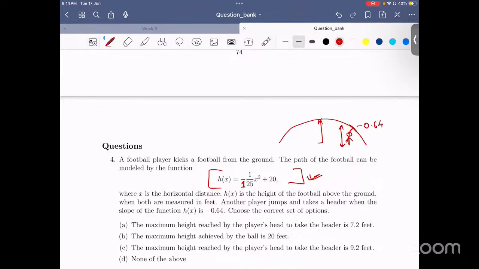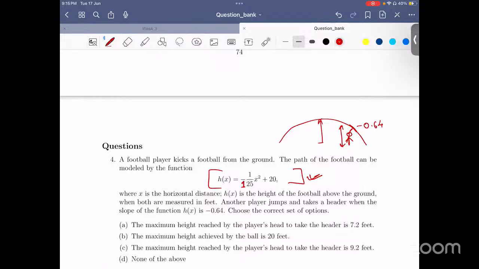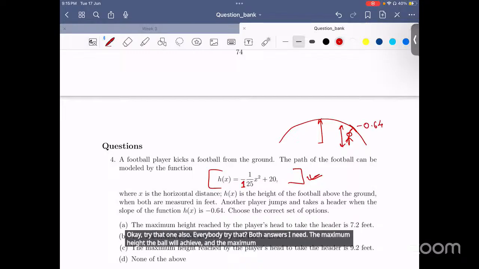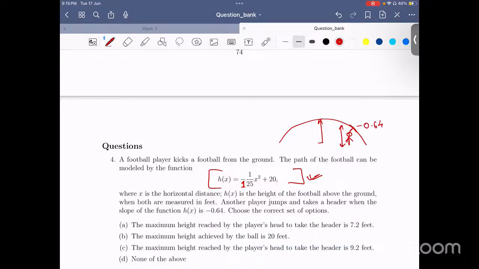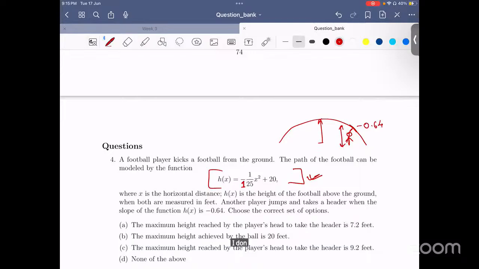Everybody try this answer. So option B. Option B. And what about the height that the player achieved while doing the header? No, sir, I didn't do this yet. Okay, try that one also. Everybody try that. I need both answers: the maximum height the ball will achieve and the height at which the player will do the header.